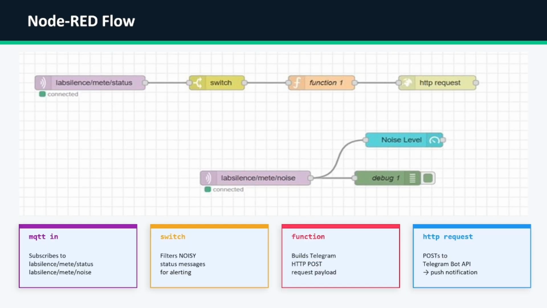And Node-RED runs two parallel flows. The first flow takes the noise topic and feeds it into the dashboard gauge. The second flow listens to the status topic. When the switch node detects noisy, a function node formats the alert, and the HTTP request node posts it to the Telegram bot API.